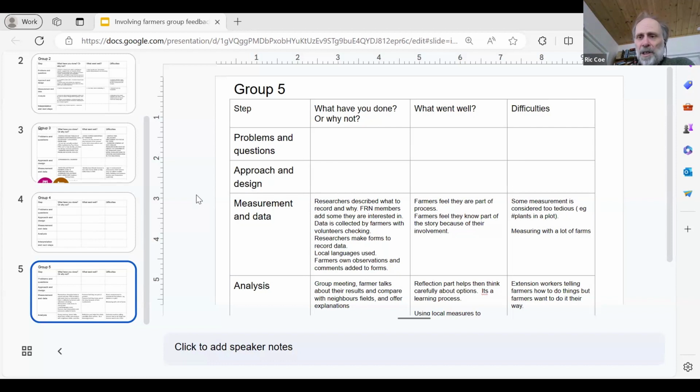I'm going to just say something briefly from Group 5. And the first thing we see is that I can't count. It was actually Group 4, but I filled it in as Group 5.